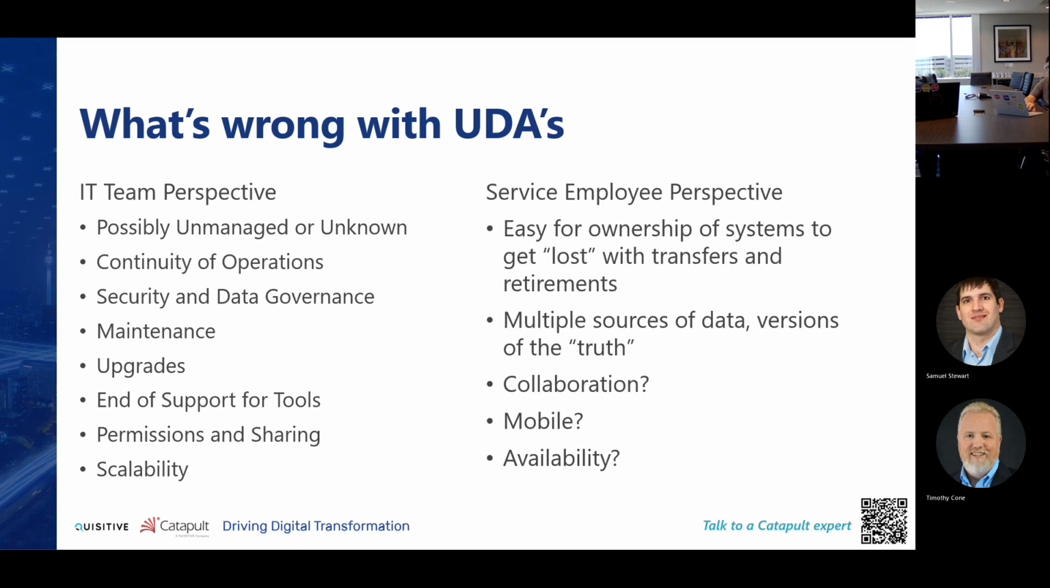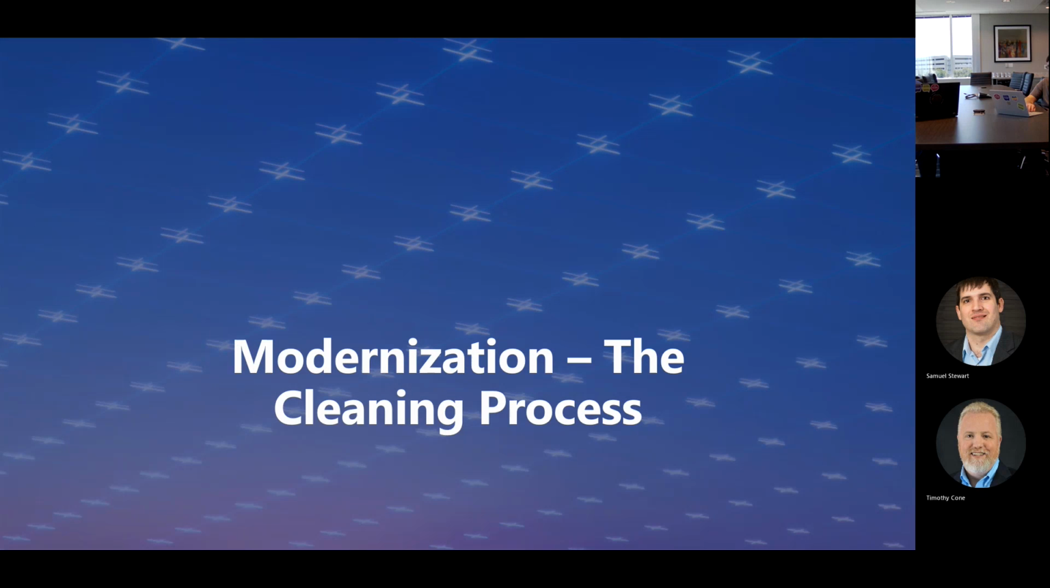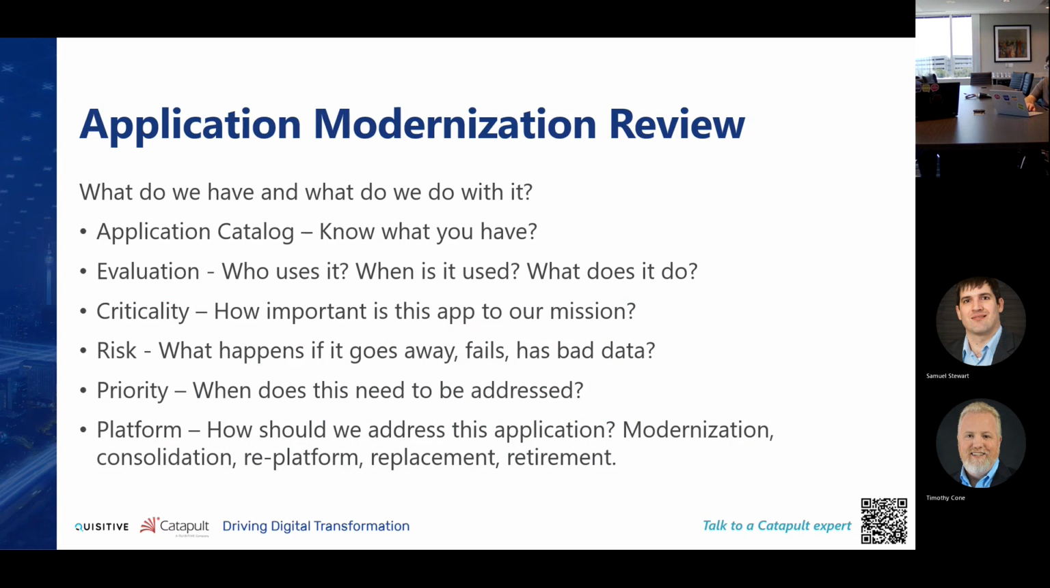So, all right, that's enough griping about user developed applications. Let's talk about how you would start to dig in and clean up this situation, basically. So the first question is, what do we have and what do we do with it? Right. And so does your organization have an application catalog? Do you know what you have? Within that catalog, have those applications been evaluated? Do they know who uses the application? When's it used? What does it do?